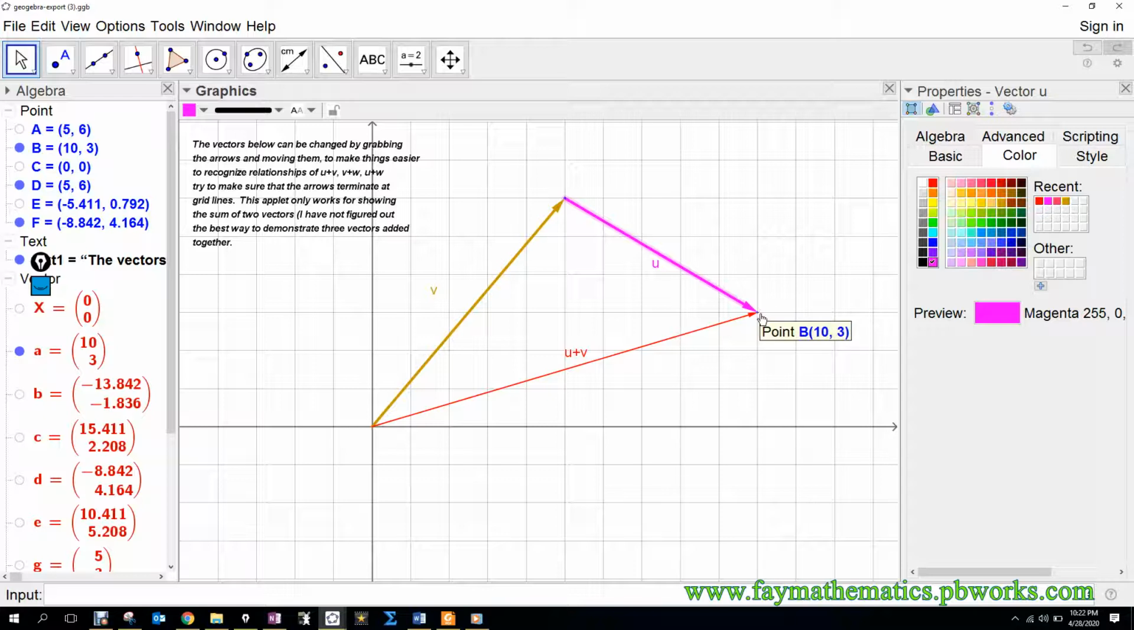And then my question will be, okay, go back to the starting point. Go back to 0, 0 right here. How can I go from 0, 0 to get to the same ending point of 10, 3 without having to go through these two individual movements? Well, I would go across this vector here, u plus v.